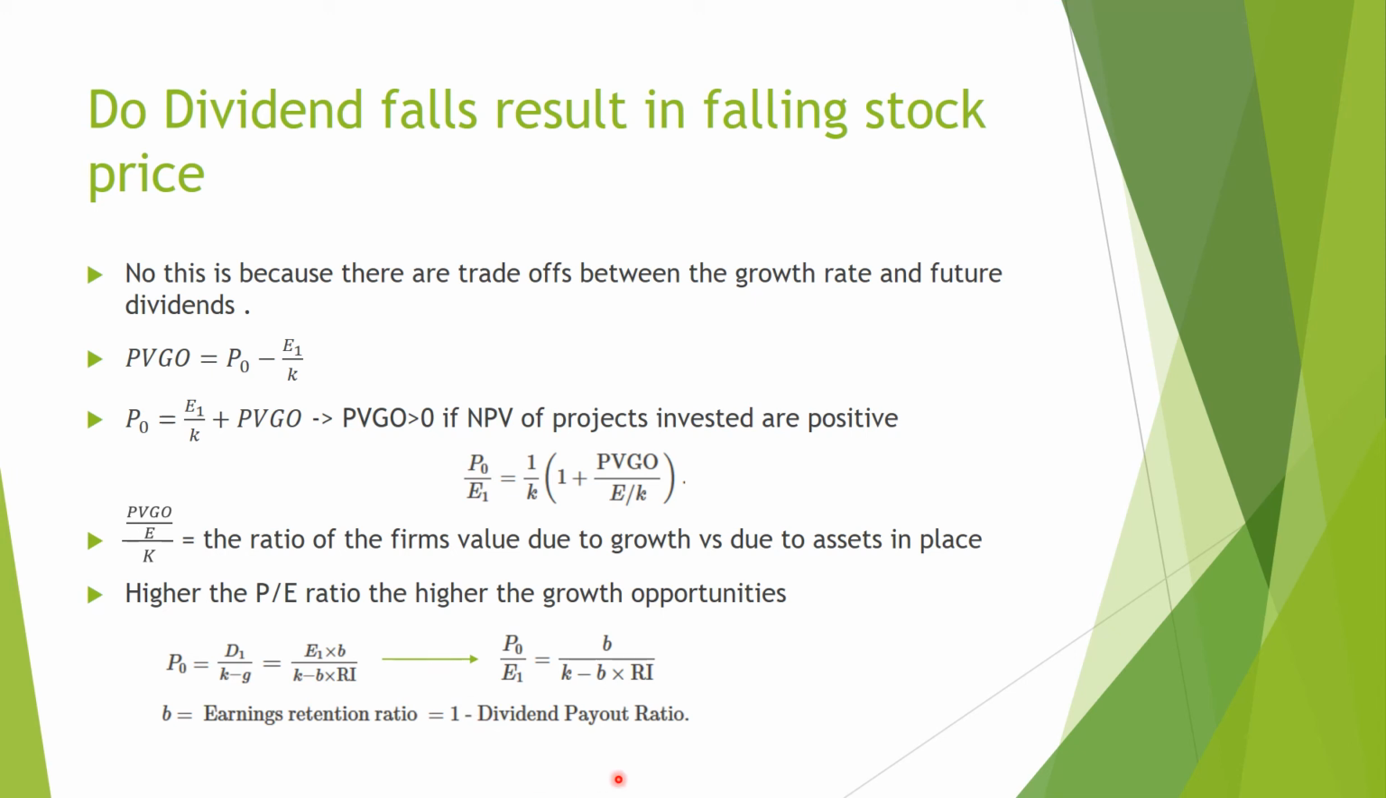In other words, we can look at the PE ratio through the earnings retention ratio, so how much of that earnings they hold back to reinvest, divided by the required rate of return minus the earnings retention ratio times the return on investment. And as we can see, as return on investment increases, this increases the whole PE ratio, therefore higher growth opportunities, and better for the investor to invest in.